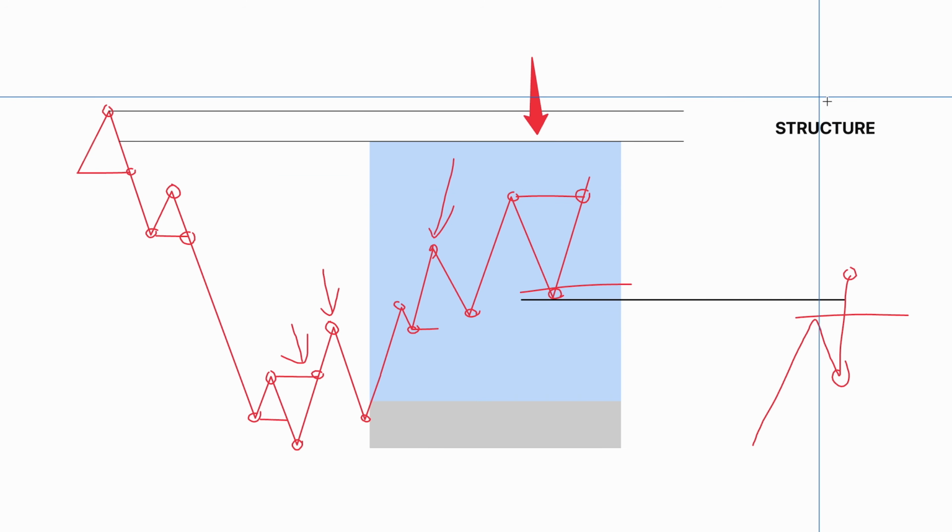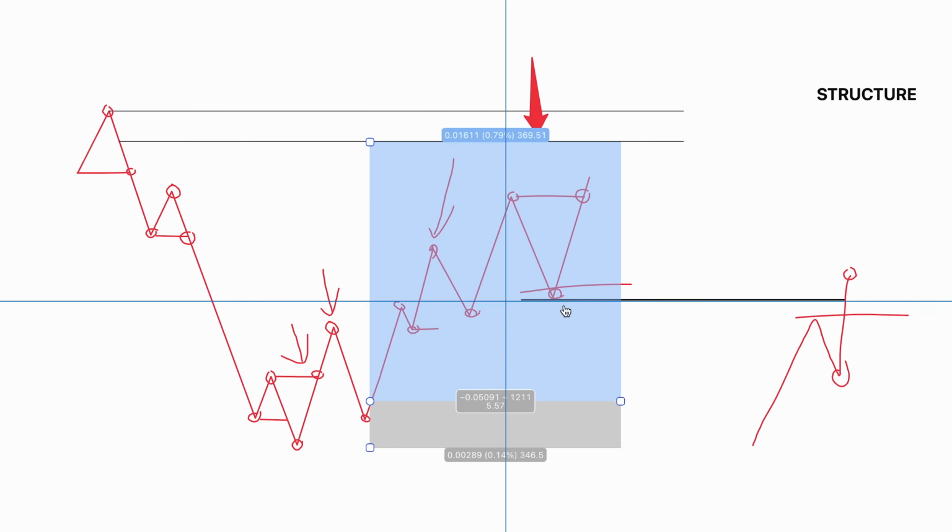Structure is the one big thing we want to look at. And now let's go over to a chart and I'll show you how this looks in action.